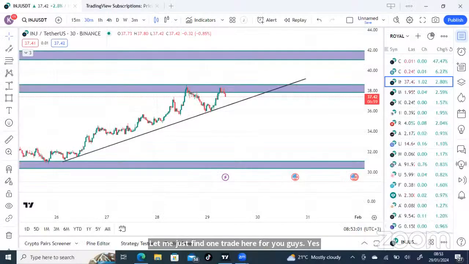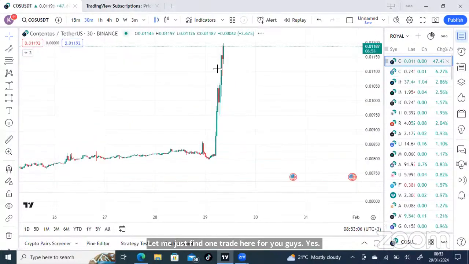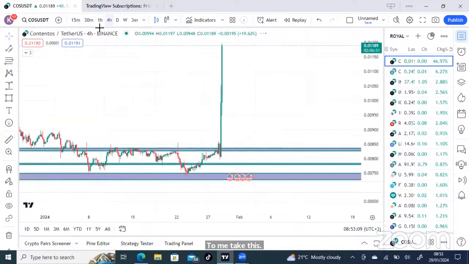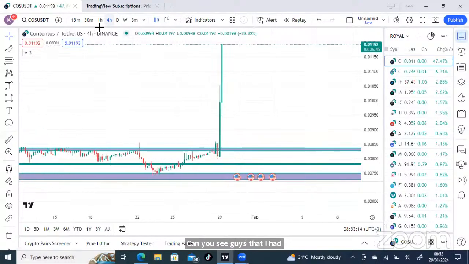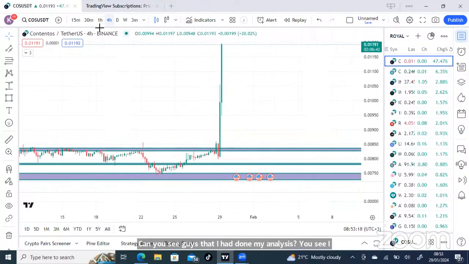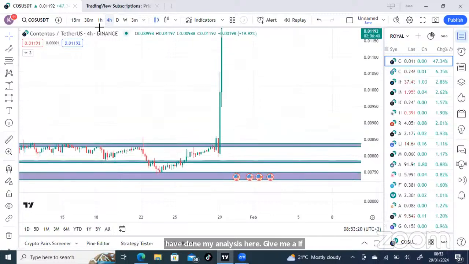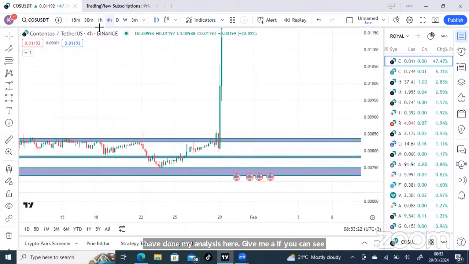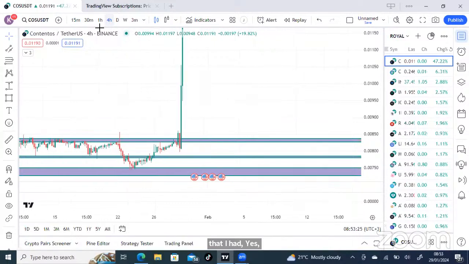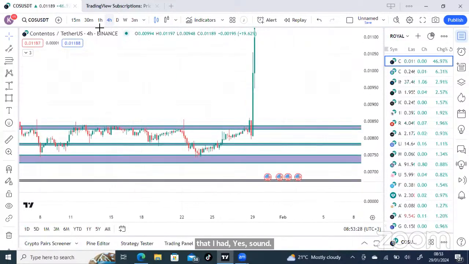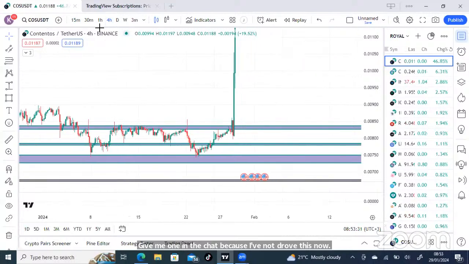Let me just find one trade here for you guys. Share screen. Let me take this. Let me go to 4-hour time frame. Can you see, guys, that I had done my analysis here? Give me one in the chat if you see I had done my analysis here. Give me one in the chat if you can see that I had analyzed this coin called course. Give me one in the chat, and I want to tell you something.